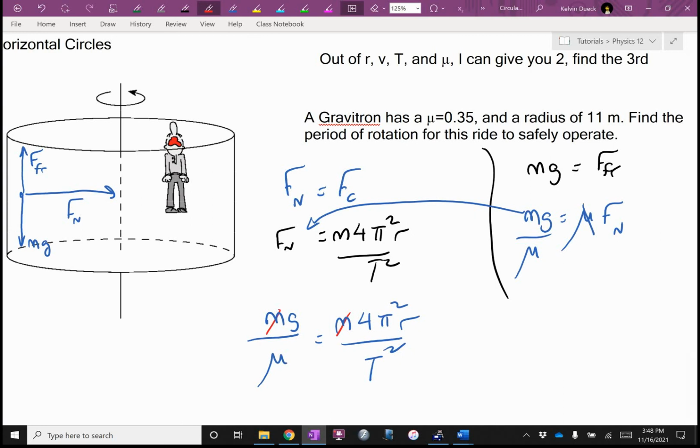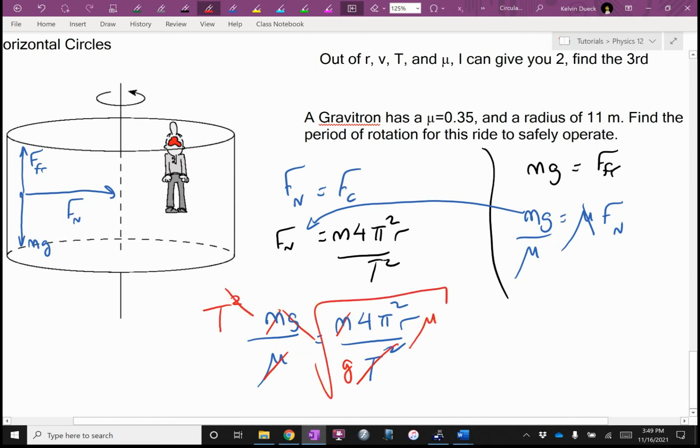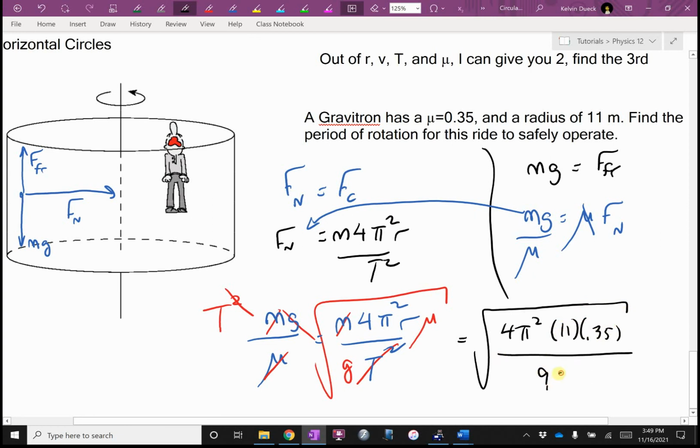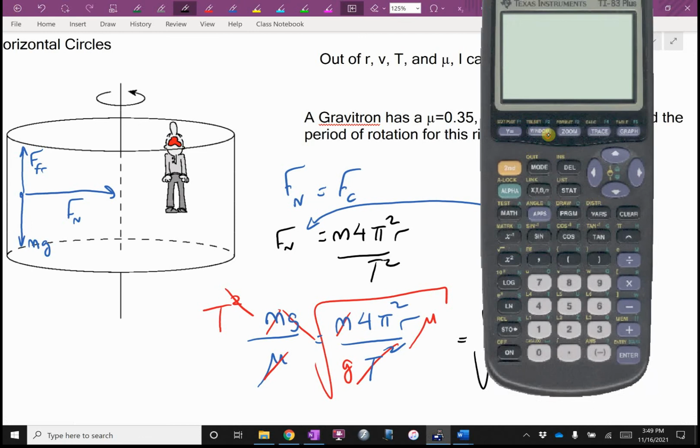Is that all right? What are we trying to find? Where is the period right now? T squared goes there. g goes there. Mu goes there. And then how do I get rid of a squared? So it's going to be 4 pi squared r mu over g. Whatever the heck that is, let's find out, because I kind of like to know the answer. It's going to be 4 pi squared times r of 11, mu 0.35, all over 9.8. I hope I haven't made an impossible ride.